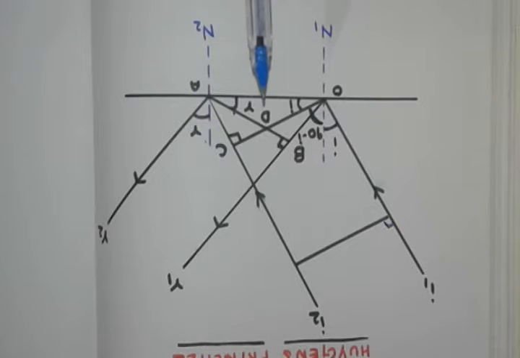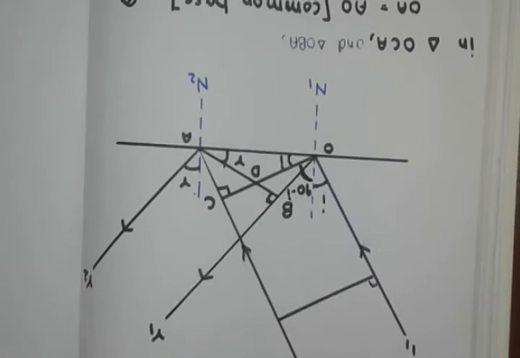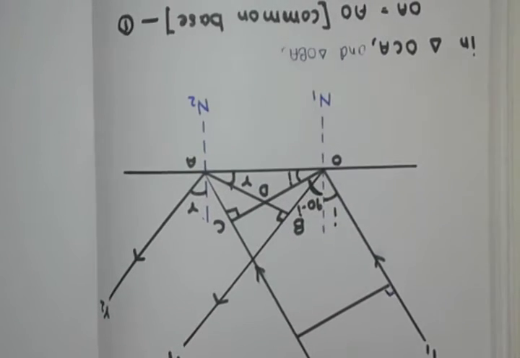If you're a little bit confused, just pause the video, rewind the video, watch it at a slower pace, and then you'll get a grasp of it. Okay? So let's now move ahead. Let's consider the triangles OCA and OBA. We'll be considering these two triangles to show that they are congruent.